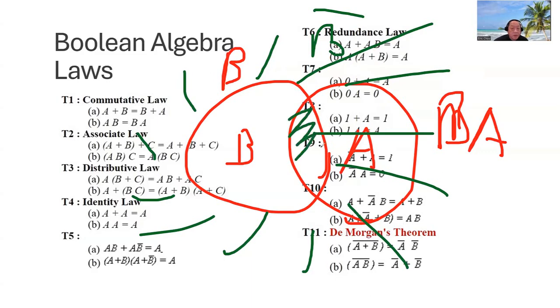So this portion is A and B bar, A and B. This portion is A and B bar. Okay, then the combine, you get an A.